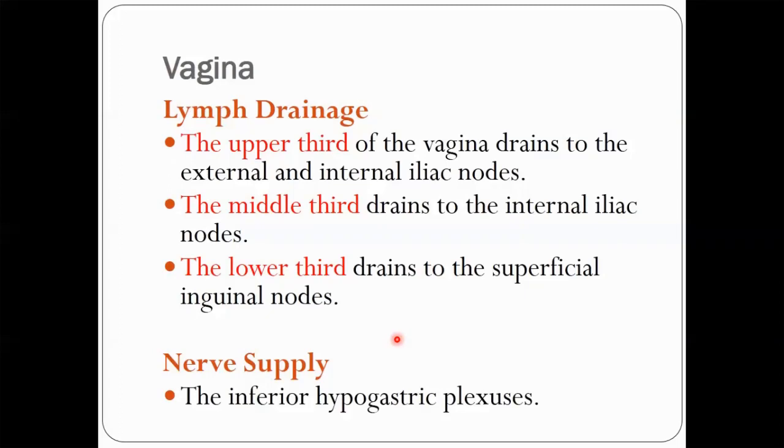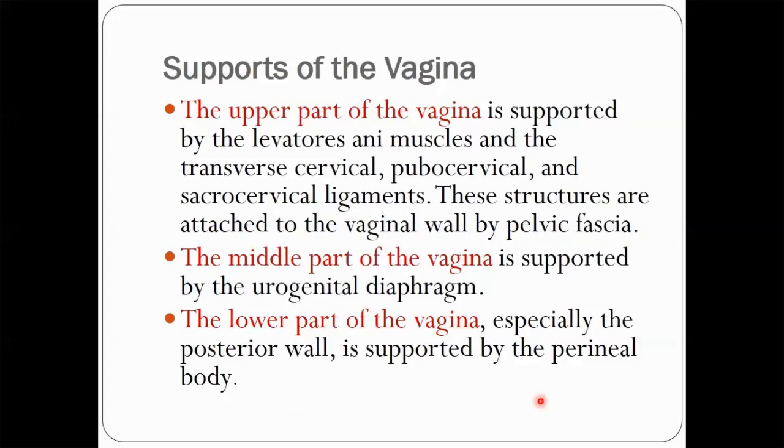Lymph drainage. برضو بقسم الفاجينا إلى 3 parts: upper third, middle third, lower third. Upper third drains into the internal and external iliac lymph nodes, middle third into the internal iliac lymph nodes, and lower third drains into the superficial inguinal lymph nodes. Nerve supply from the inferior hypogastric plexus, and as we know, it is a sympathetic and parasympathetic plexus.